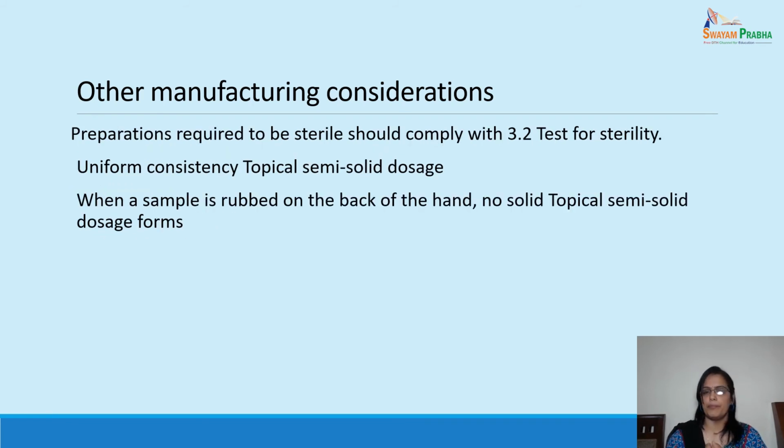Sterility: the preparation is required to be sterile and should comply with the test for sterility as per the standard monograph. Uniform consistency: of course, the ointment should have uniform consistency, then only is it going to spread uniformly, so this is an important factor. And when the sample is rubbed on the back of the hand, there should not be any solid particles or grittiness in the preparation. It should be uniform and should easily spread. So all these manufacturing considerations are important for semi-solid dosage forms.